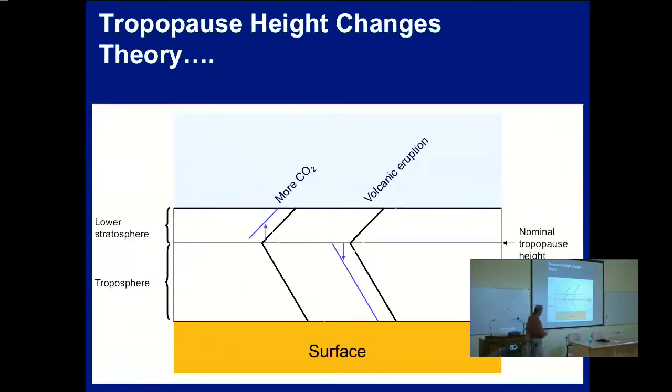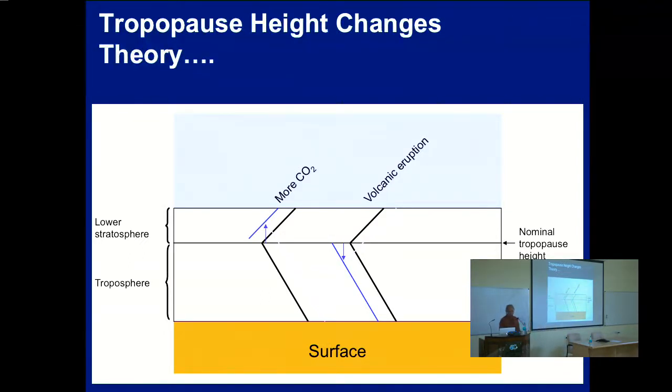Now, if this black line is my nominal temperature profile, right? It's not from observation, it's all straight lines. If I increase CO2, I'm going to move this black line to the right and this stratosphere to the left. Okay? Which means my tropopause might increase.